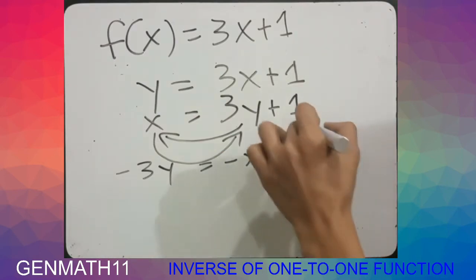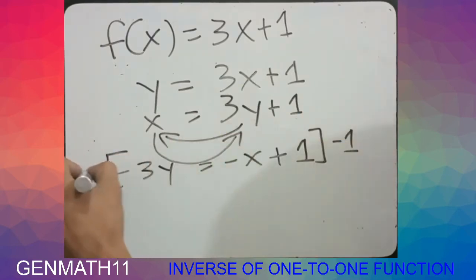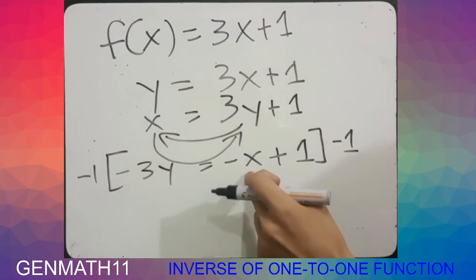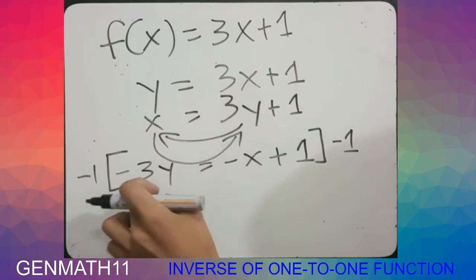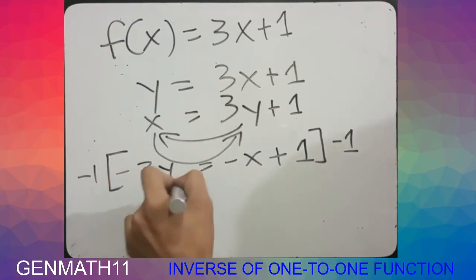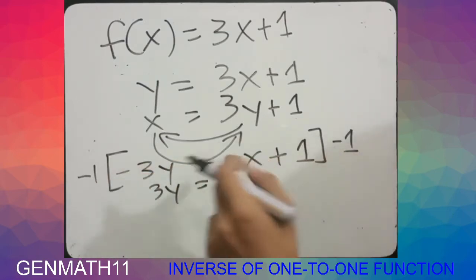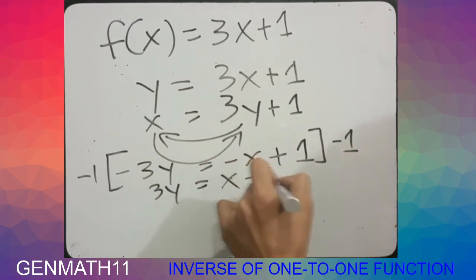Ang gawin natin, i-multiply na natin siya sa negative 1, para hindi tayo mahirapan sa pag-compute natin. Kasi kapag may negative tayo, medyo nagiging complicated kapag sinisimplify natin. Kaya minultiply agad sa negative 1 kapag si y ay mayroong negative sign. Negative 1 times negative 3y is 3y. Negative 1 times negative x is positive x. Negative 1 times 1 is negative 1.